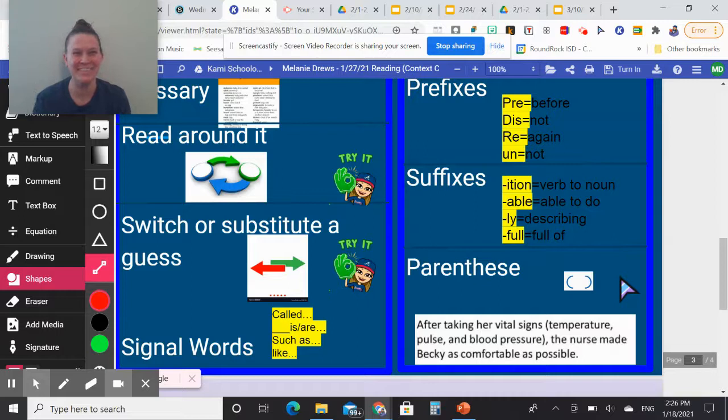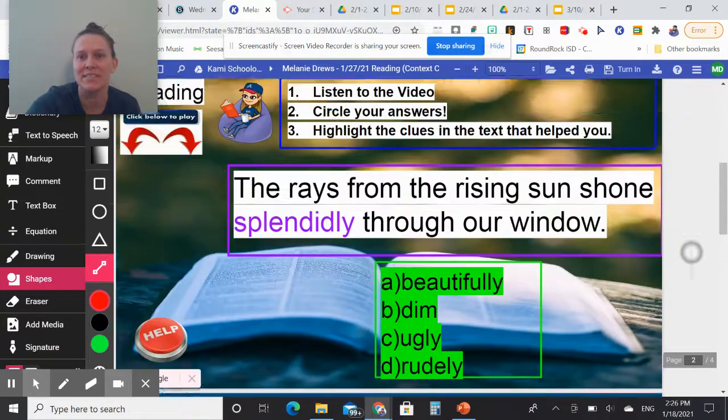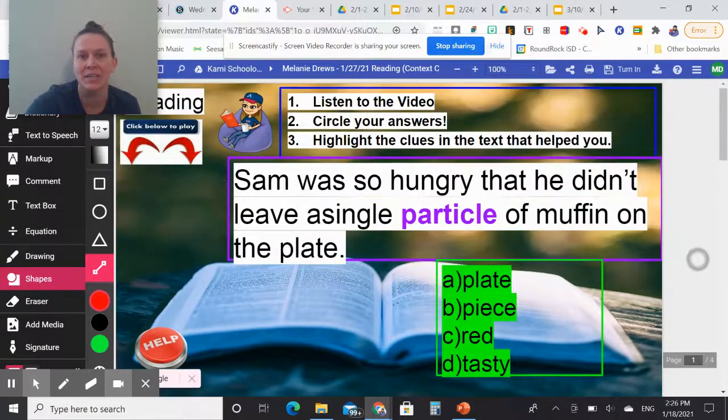Okay, that parentheses is trying to tell you, hey, this is what that word meant. So sometimes in books, there's a parentheses and the author kind of tells you, that's what it means. Okay, so those are all the ones that you're going to be using on your own now on your context clues. Again, your slides might look a little bit different.